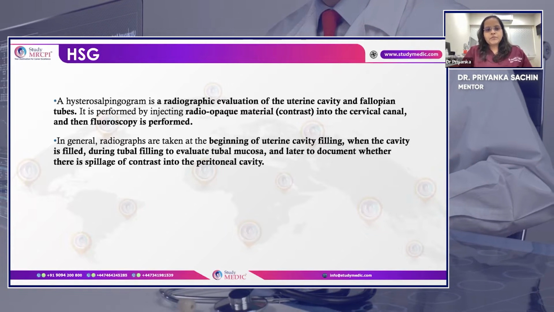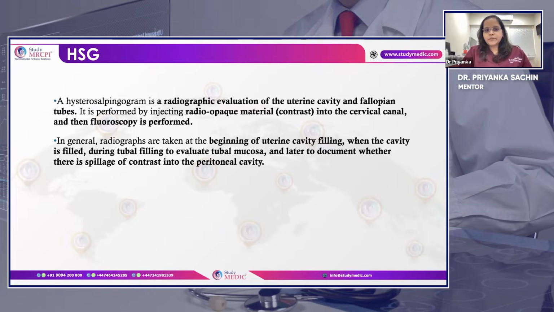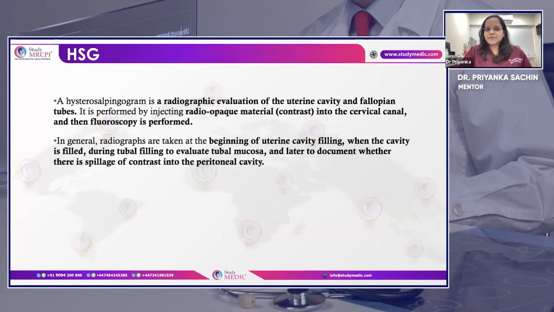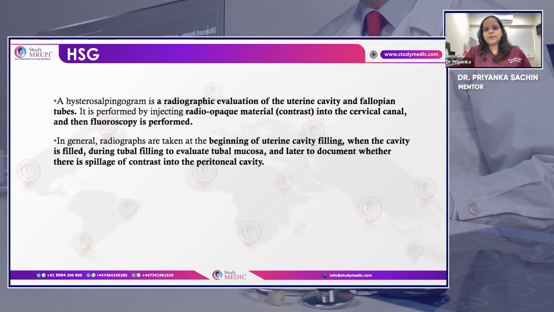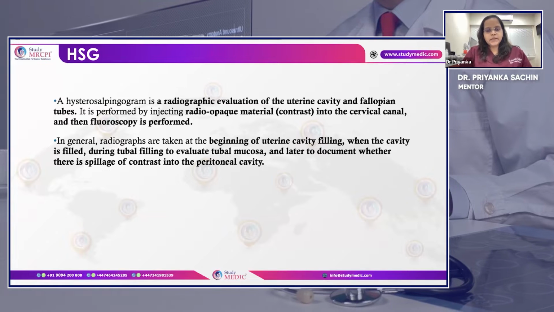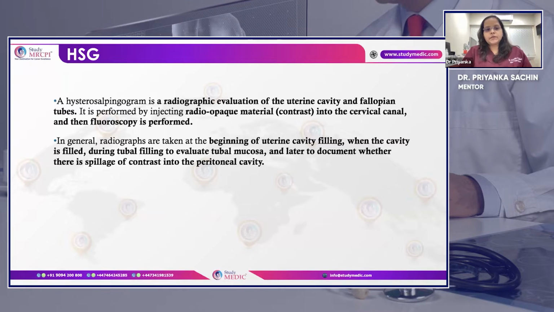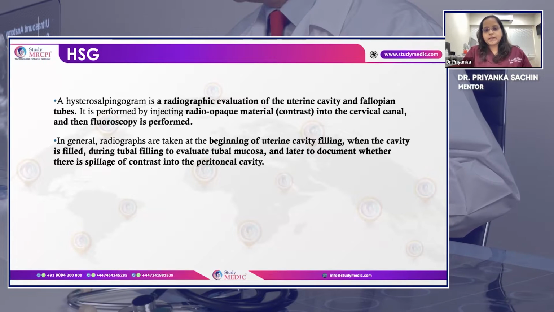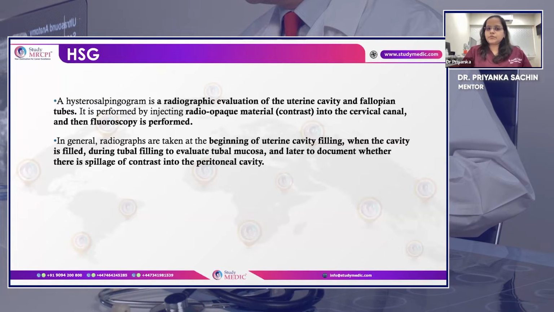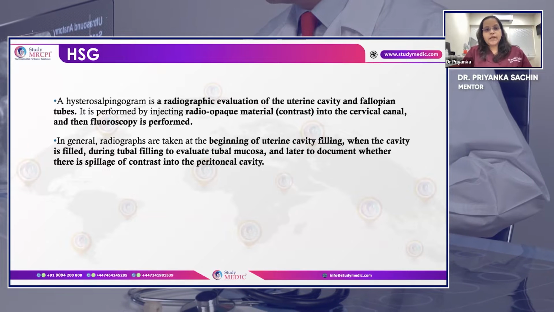So when can the radiographs be taken? Usually a minimum of 4 images are required. The first is taken at the beginning of the uterine cavity filling, the second when the cavity is filled, the third when the tube is filling, and the fourth when there is spillage of the contrast into the peritoneal cavity.